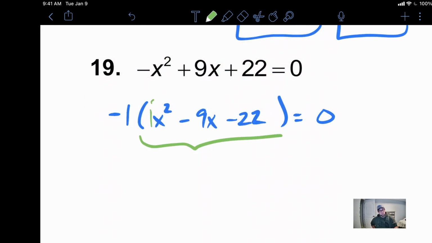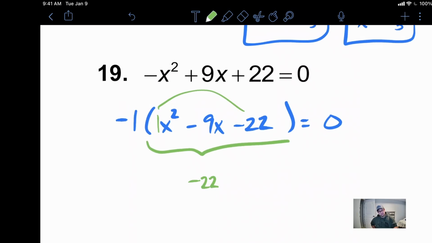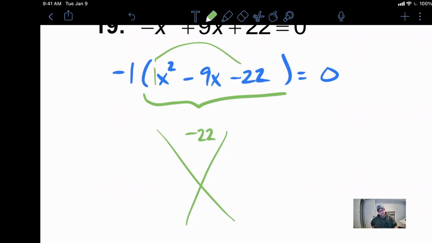So 1 times negative 22 puts negative 22 up top, and then we'll get a negative 9 on the bottom. Two numbers that multiply to give us negative 22 that add to give us negative 9 are what we're going to be looking for. So we'll have our 1x and our 1x over. Two numbers that multiply to 22, I know would be 2 and 11, so maybe that will work.